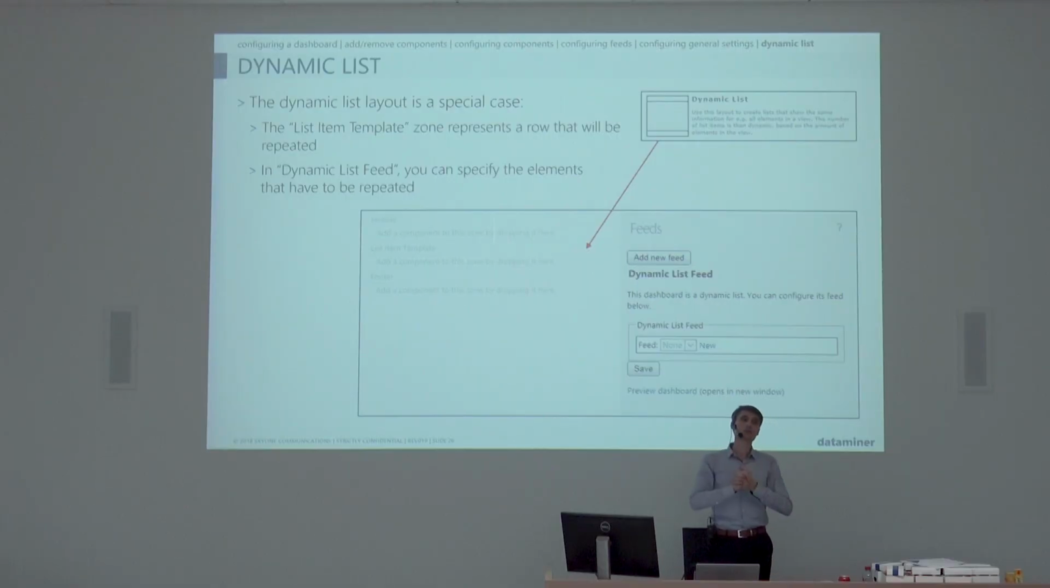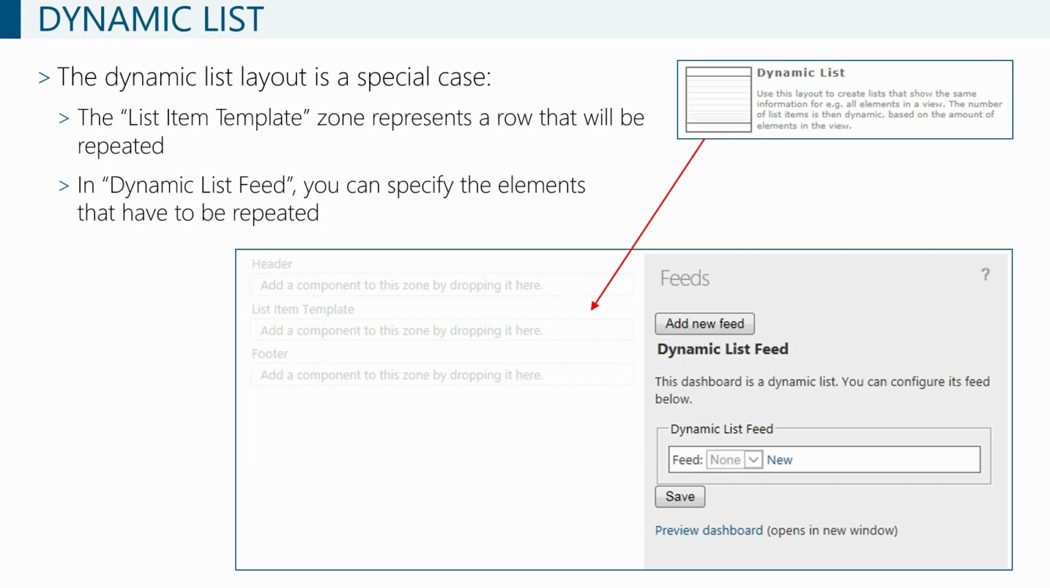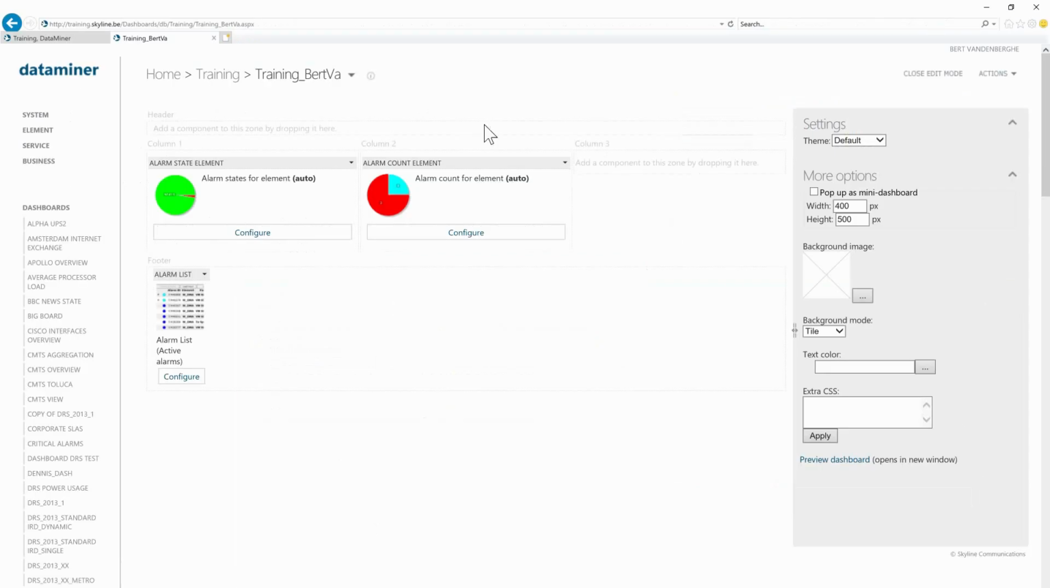I created a dashboard with 3 columns. I added a pie chart in there of the percentage of time and the number of alarms, and an alarm list. Now I will create a second dashboard, and I will do that not with the 3 columns, but with the special layout dynamic list, because that's a little bit of a special item. Let's take a look at that and create a second dashboard where we will play with.